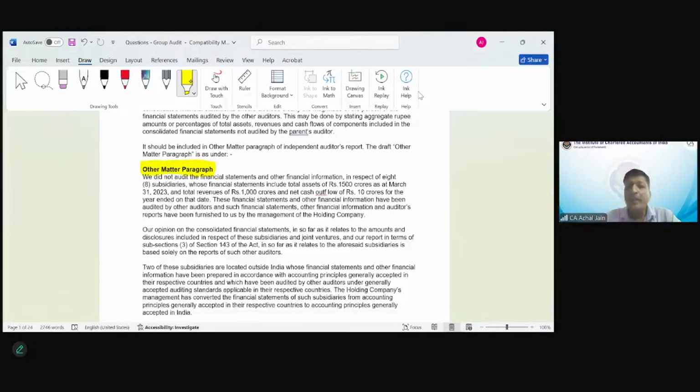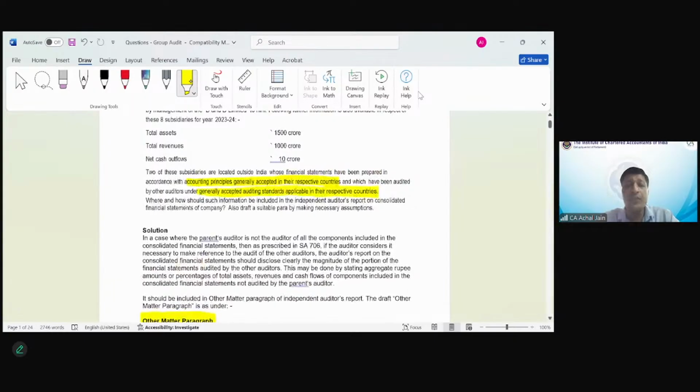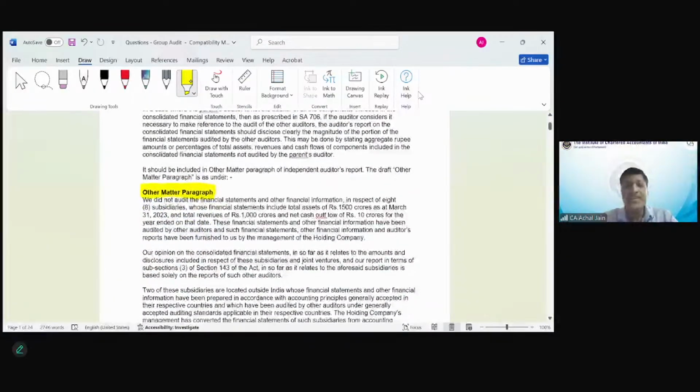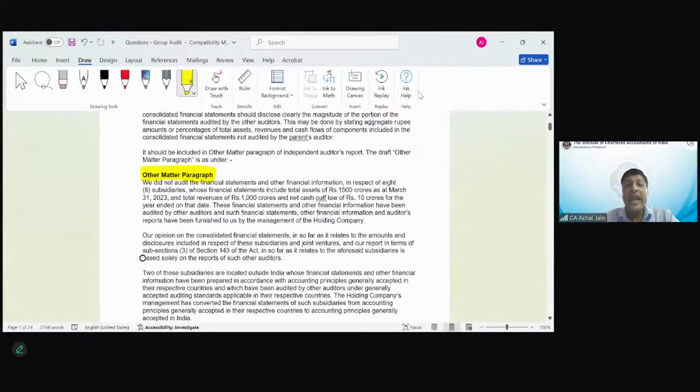Okay, the other matter paragraph, right? Now, in this case, let's read what the auditor is trying to do here. "We did not audit the financial statements and other financial information in respect of 8 subsidiaries, whose financial statements include total assets of 1500 crores." So where do you pick this data from? The question itself. "As at 31st March 23, and total revenues of 1000 crore and net cash outflows of 10 crores for the year ended on that date."